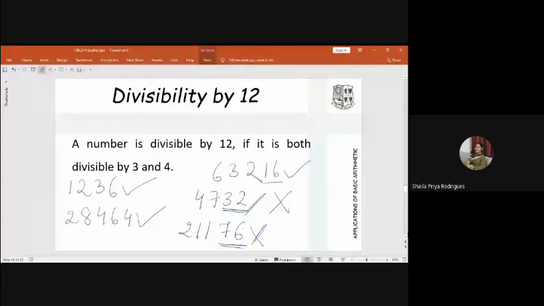For example, check if 18 is divisible by 12. It is divisible by 2 and it is divisible by 6, right? But it's not divisible by 12. Why are we using 3 and 4 and not 2 and 6? Why is 3 and 4 valid and not 2 and 6? What is the property that 3 and 4 share?